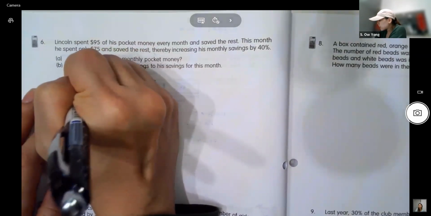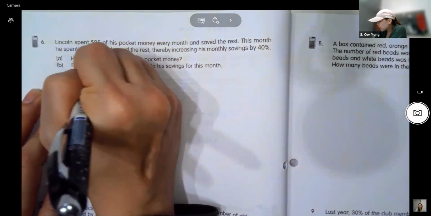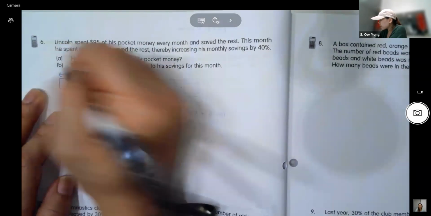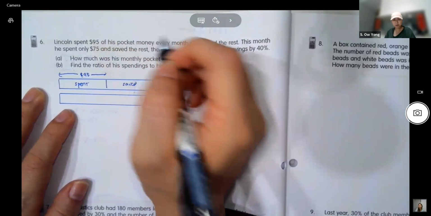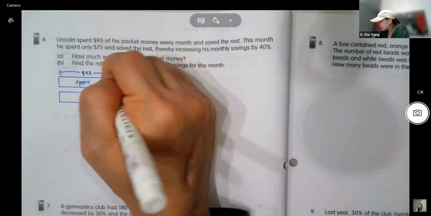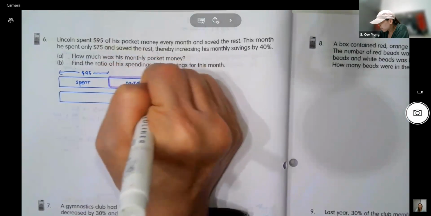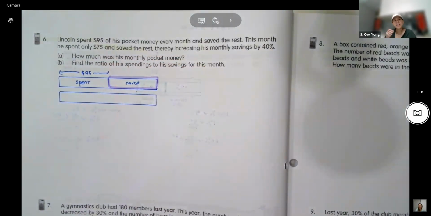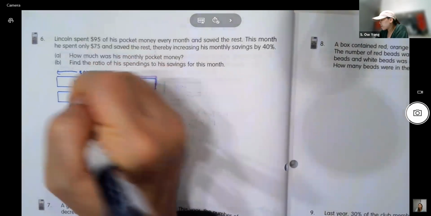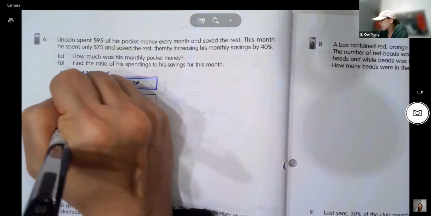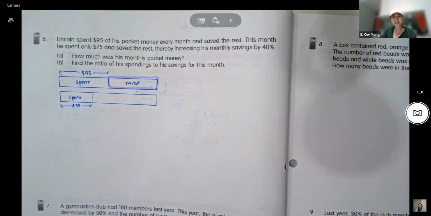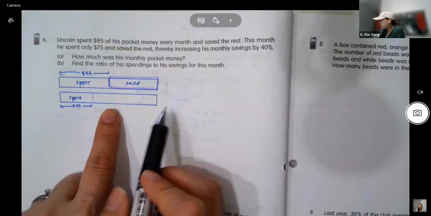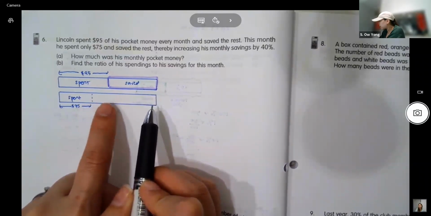So he spent $95 and he saved the rest. How much, I don't know, but I'm going to highlight out the savings in purple so that you can see clearly. This month, he chose to say that maybe I spend less. I spend maybe $75. And you realize that the savings increase. Originally should be here, now increased by 40%.